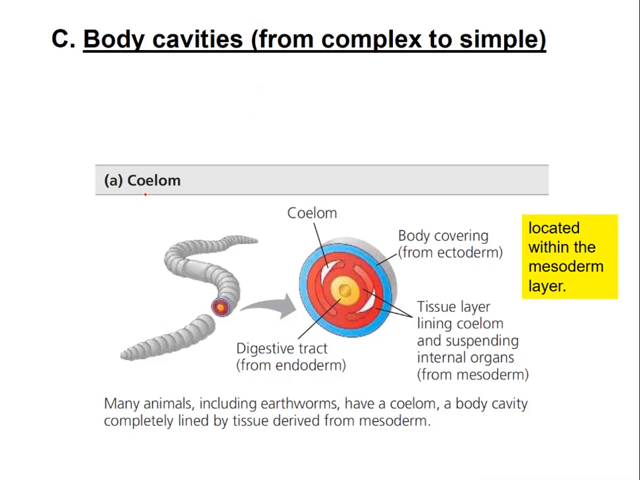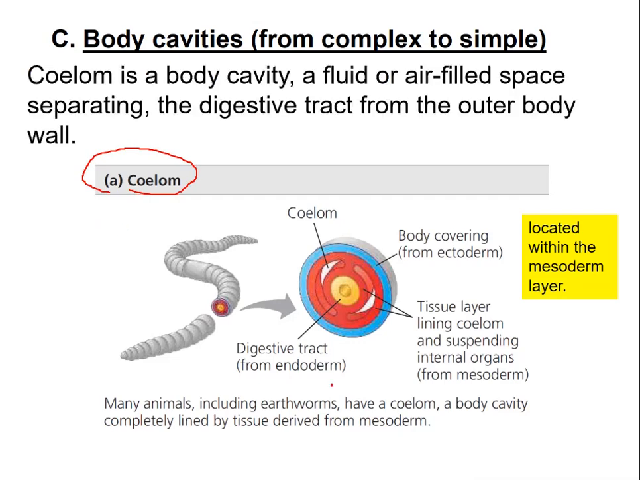Some animals have a coelom. What is a coelom? A coelom is a body cavity that is either filled with fluid or filled with air, separating the digestive tract from the outer body wall. So you can see that here, right? This is an example of an earthworm. Earthworm is in the phylum Annelida. So earthworms have a coelom, a body cavity that is completely lined by tissue derived from mesoderm.